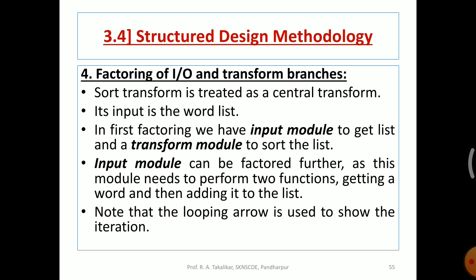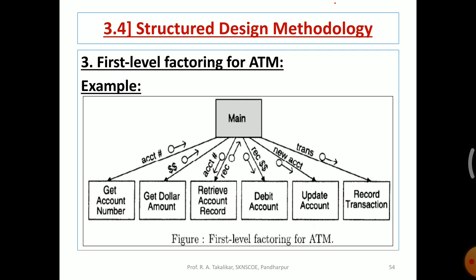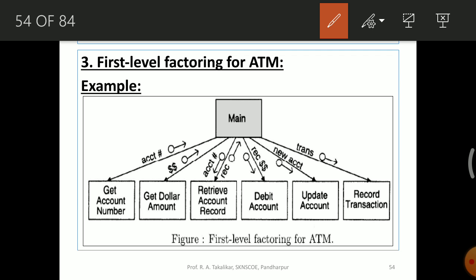The last step in the SDM strategy is factoring of input, output and transform branches. That means each of the input modules can be further factored, each of the output modules can be further factored, and the transform modules, if any, can also be factored. Factoring means decomposing to create further subordinate modules. It means the levels of factoring will be increased.